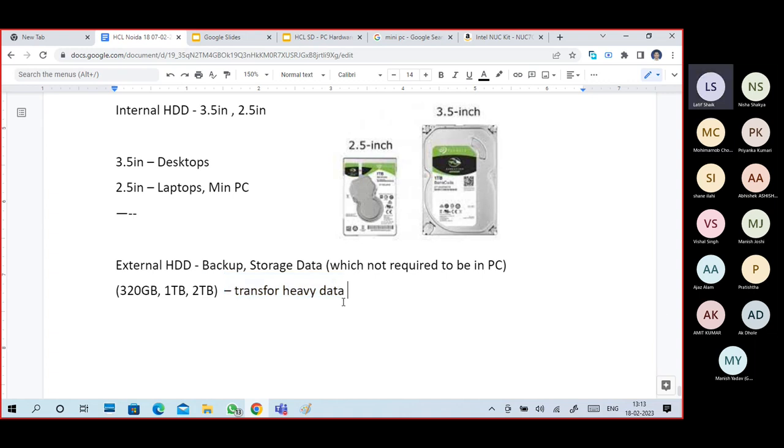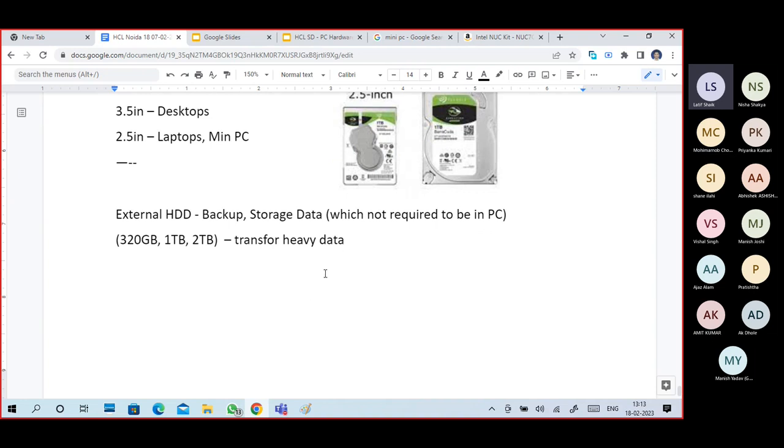To transfer heavy data from one place to another place. Like I have 10 GB of data in my laptop. Like last time, another person came and asked for an operating system and certain application images required. So what we have done, I took my external hard disk, copied the data to the external hard disk and gave it to him. He copied it back to his system. So to transfer heavy data, to store a backup, to store data which we are not required to store in our local PCs. So sometimes I download a lot of operating system images or applications.